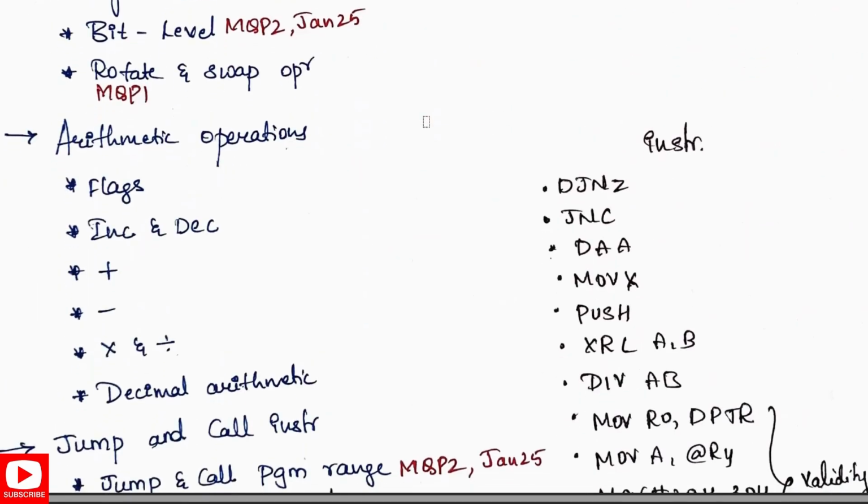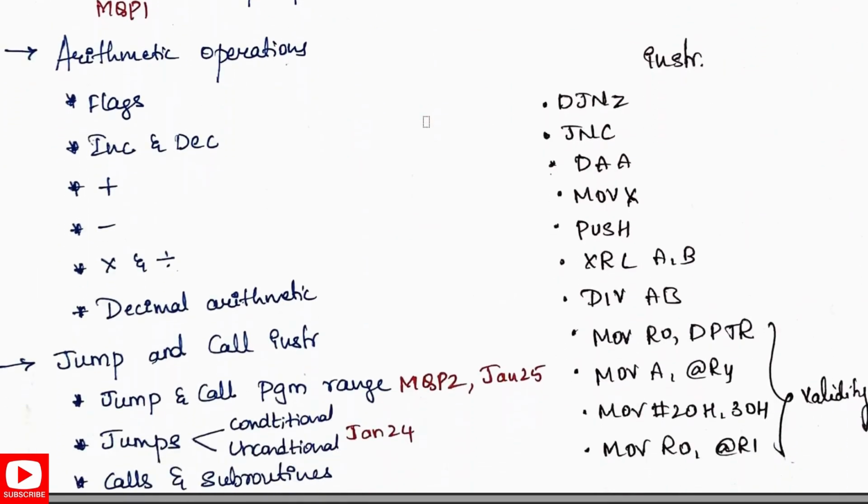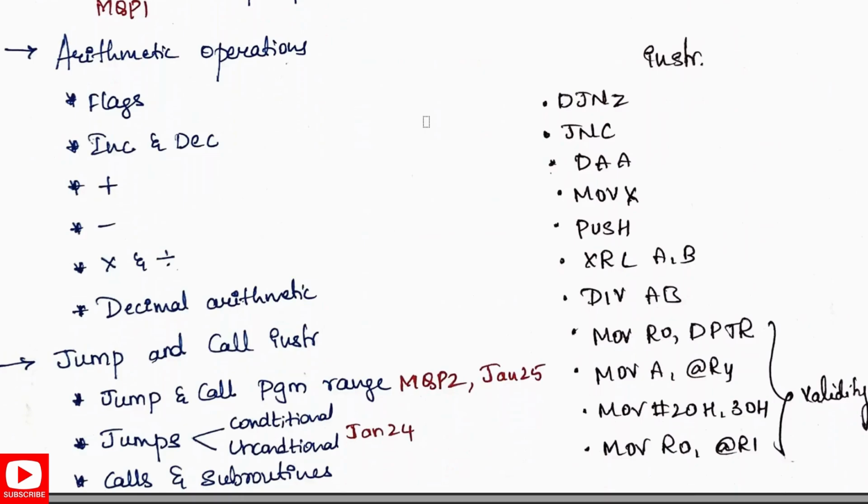Next, they'll ask you to explain instructions like what is DJNZ. You'll learn it in the next part, that is Part 2. DJNZ, JNC, DAA, MOVX, PUSH, XRL, XCH, DIV, and MOV are not repeated.